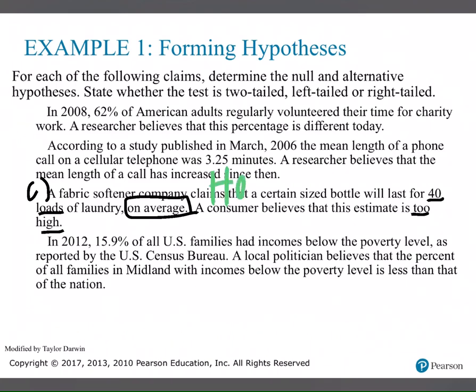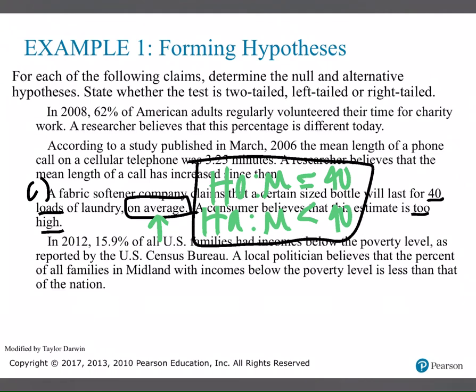So again, I'm going to do my null and alternative. It said on average, so it's a mean. The first one's always equal to whatever number, in this case 40. And the second one, we're still going to use 40, but we're going to use the inequality that they are suggesting. So we think that it's too high. We think it's actually less than 40 loads. So that's going to be a less than sign. We believe it is less than 40, and that is our setup for C.